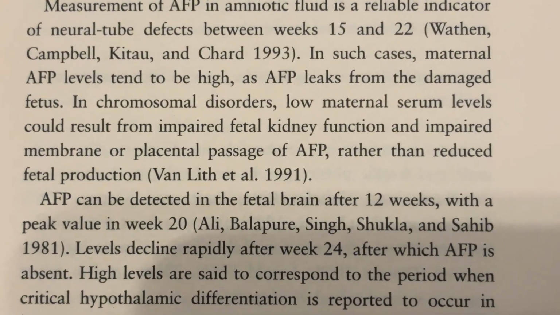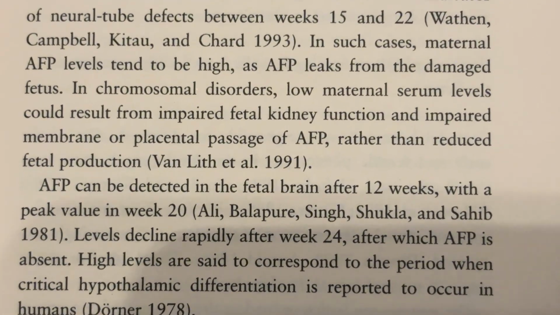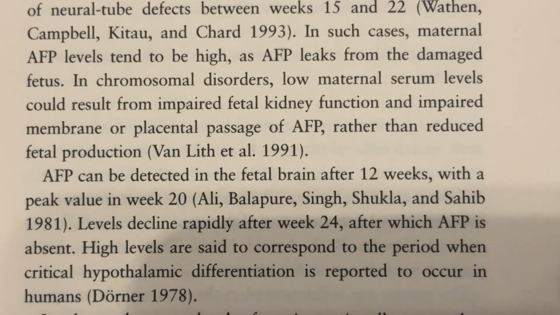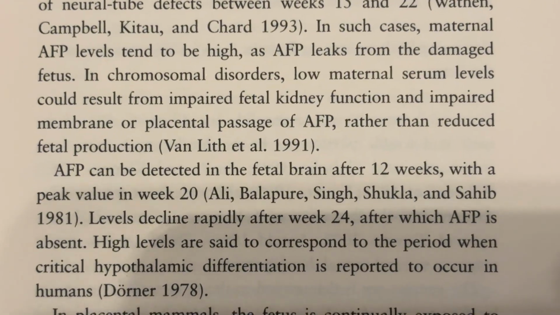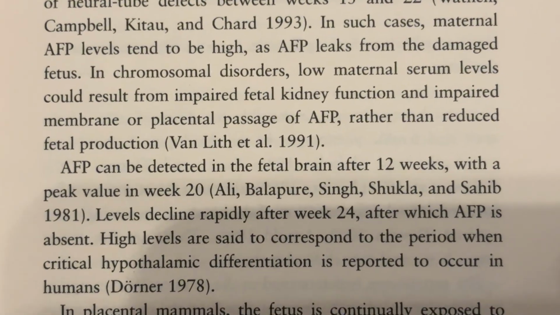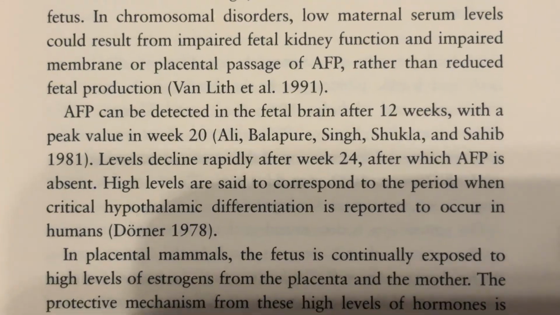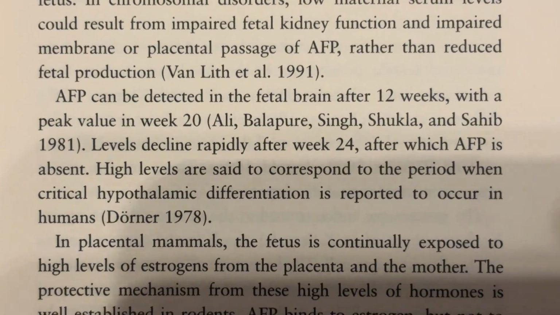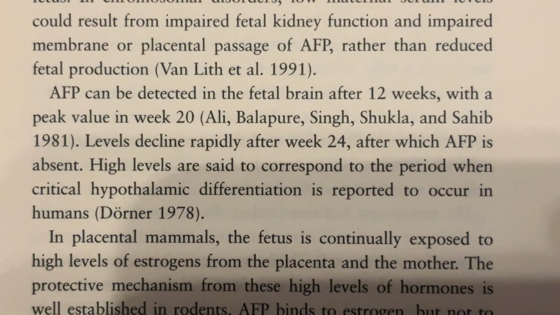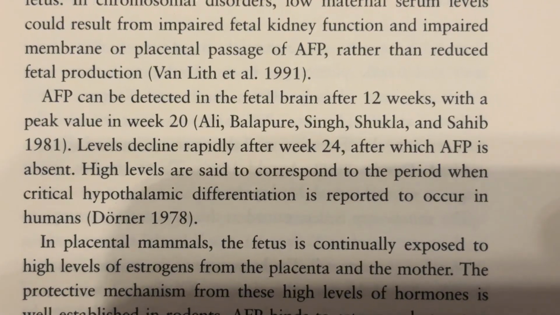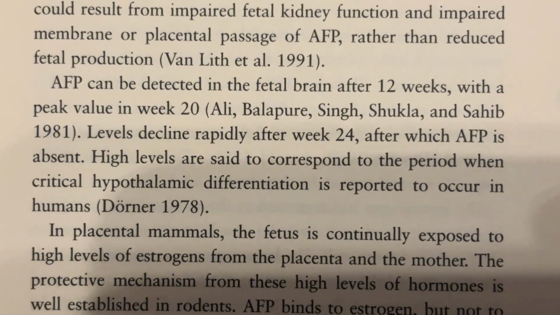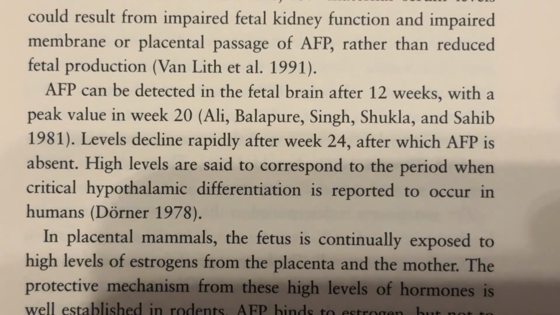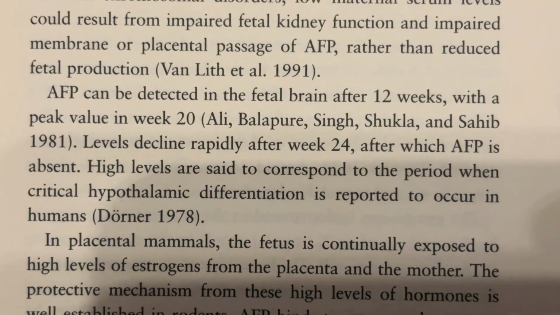In chromosomal disorders, low maternal serum levels could result from impaired fetal kidney function and impaired membrane or placental passage of AFP rather than reduced fetal production. AFP can be detected in the fetal brain after 12 weeks, with a peak value in week 20. Levels decline rapidly after week 24, after which AFP is absent.